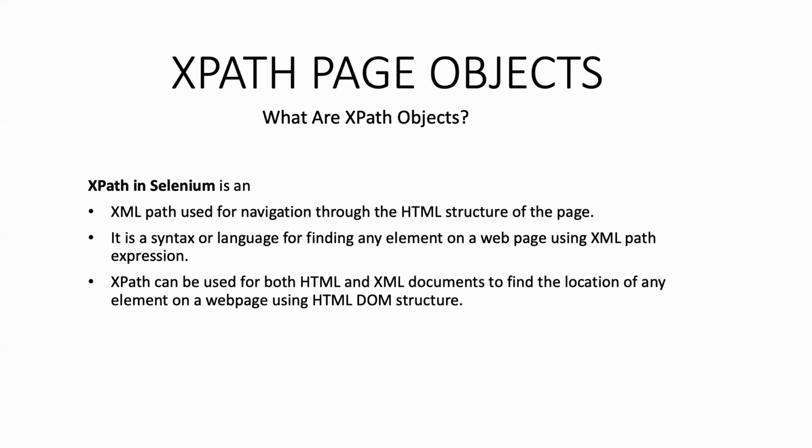XPath page objects. What are XPath objects? XPath in Selenium is an XML path used for navigation through the HTML structure of the page. It is a syntax or language for finding any element on a web page using XML path expressions. XPath can be used for both HTML and XML documents to find the location of any element on a web page using HTML DOM structure.